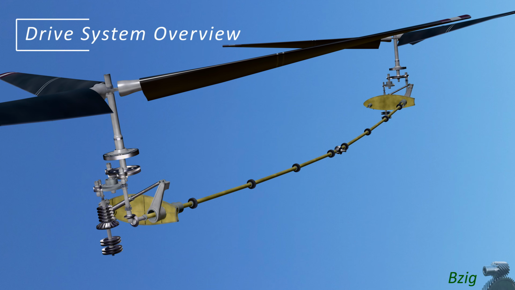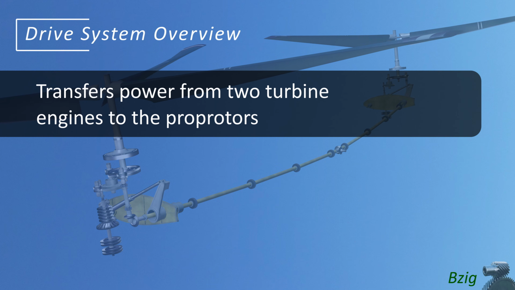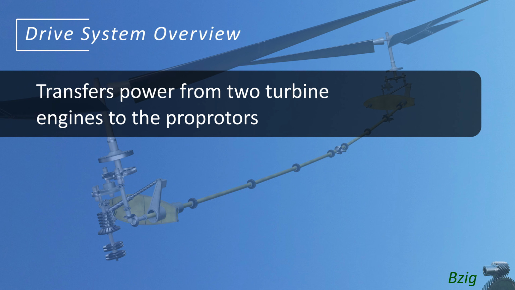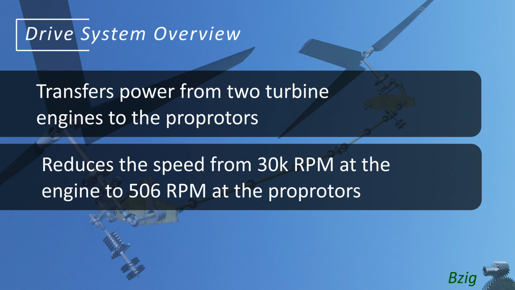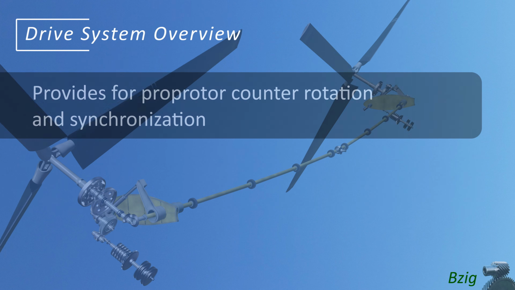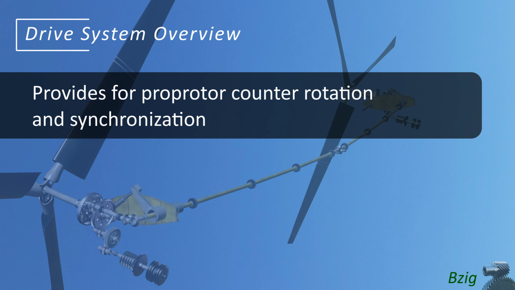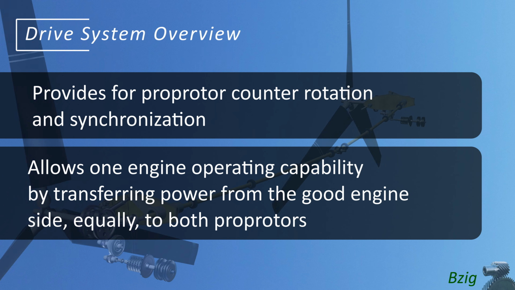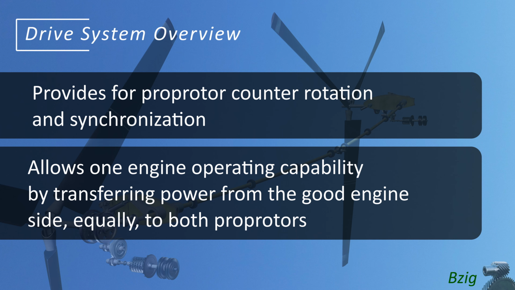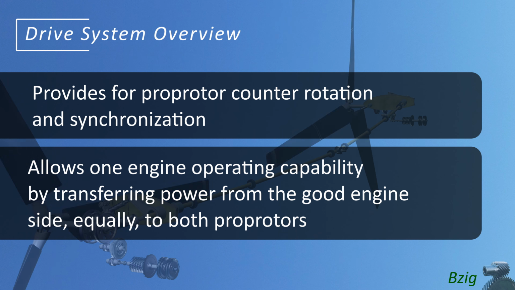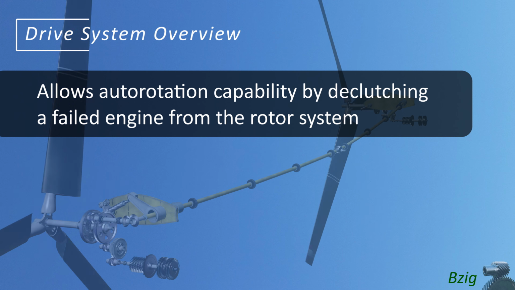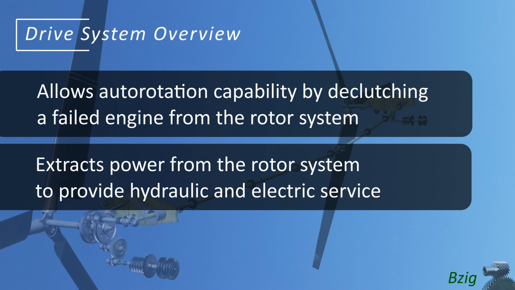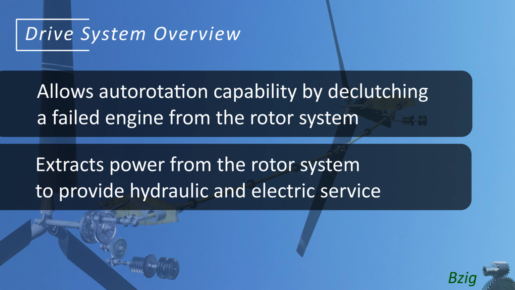The drive system has several functions. It transfers power from 2 turbine engines to the prop rotors, reduces the speed from 30,000 RPM at the engine to 506 RPM at the prop rotors, provides for proprotor counter rotation and synchronization, allows one engine operating capability by transferring power from the good engine side equally to both proprotors, allows auto-rotation capability by declutching a failed engine from the rotor system, and finally it extracts power from the rotor system to provide hydraulic and electric service for the aircraft.